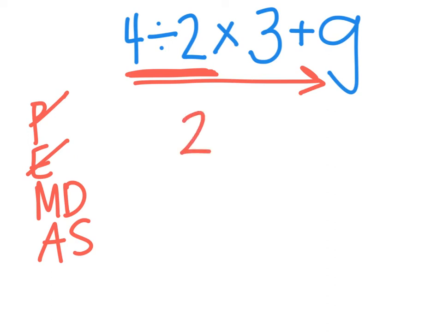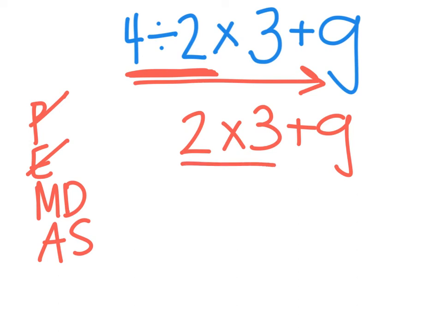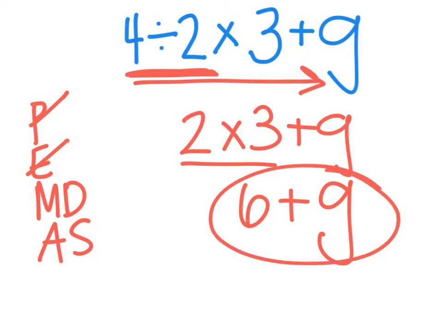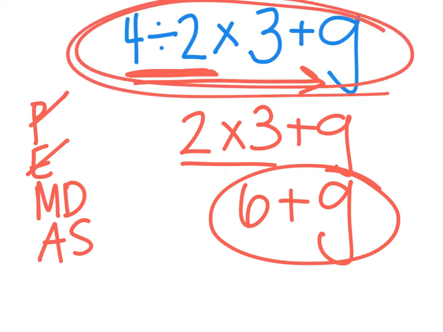4 divided by 2 is 2. Now I have 2 times 3 plus g. I have more multiplication, so I need to do that. I have 2 times 3, so 2 times 3 is 6. And I have plus g. I don't know what g equals, though, so there's nothing more I can do. This is as simple as I can be. So my final answer is 6 plus g. It's simpler than this up here, but I can't get any simpler.